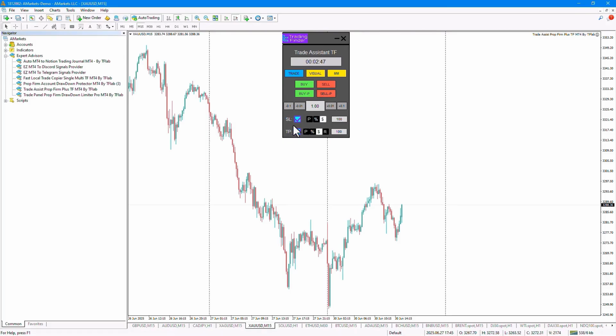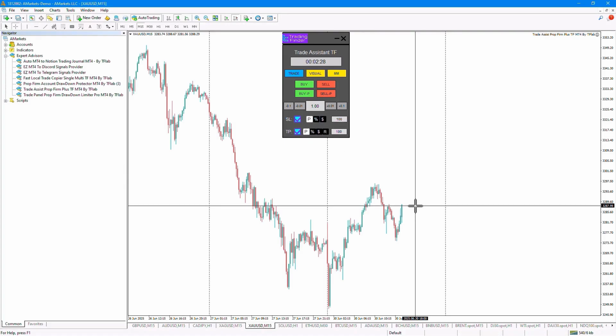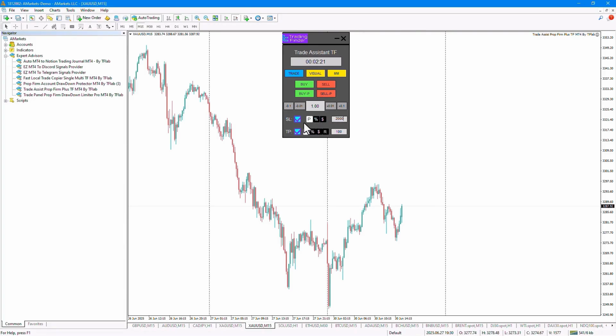And similarly, for the take profit level, we can set the point value, balance percentage, or dollar amount. Also, in the take profit section, there is an option to set it based on R to R, meaning risk to reward. Here, I will execute a trade. I set the stop loss level based on 2,000 points. And I set its mode to points as well. I also set the take profit level based on 2,000 points.